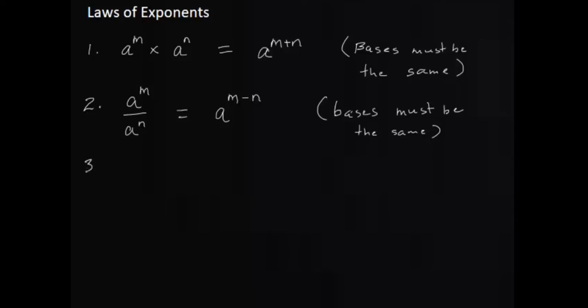Let's now look at the third law. The third law has to deal with an expression, say a to the power of n, raised to another exponent m. This law says we can rewrite this expression as a raised to the power of m multiplied by the exponent n.